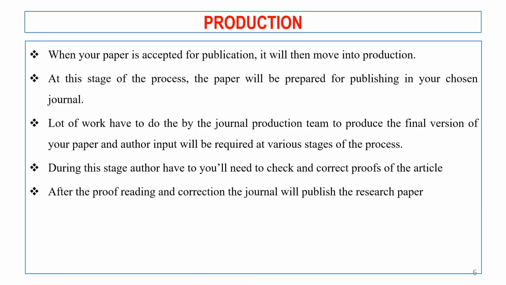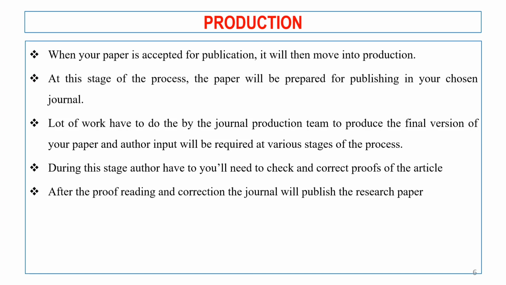After the submission and peer review, if your paper is accepted for publication, then that paper will move into the production stage. At this stage, the paper will be prepared for publishing in journals. During this stage, a lot of work has to be done by the journal production team, and the author also has some work during the production stage.